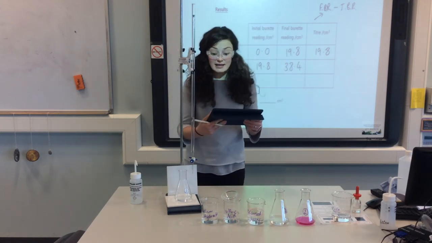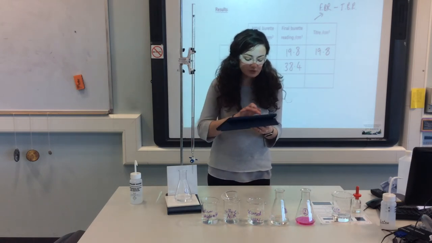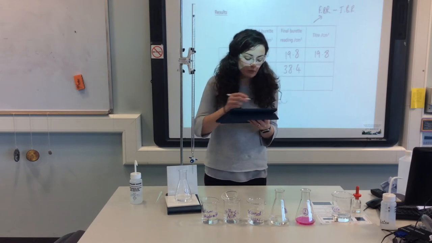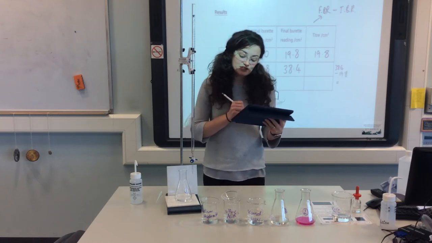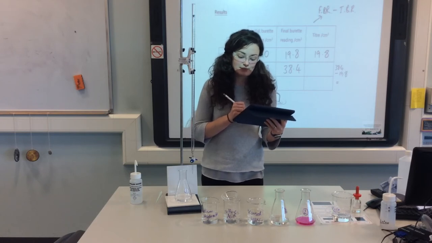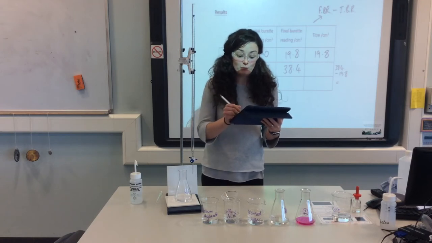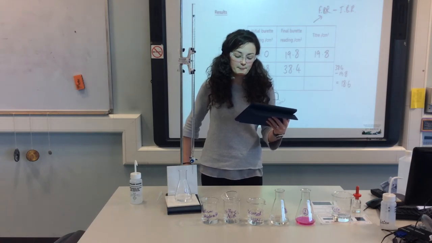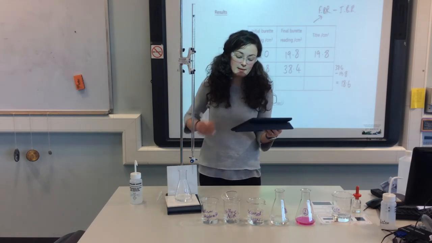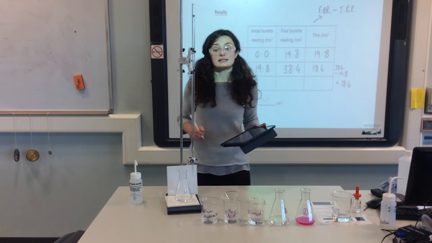So our titer then is the difference between our final burette reading and our initial burette reading. To do that, we're doing 38.4 minus 19.8. And that should give us, doing some fast maths again, 18.6. Let me just double check that. Yep, that should work. Okay, so our titer is 18.6 centimetres cubed.